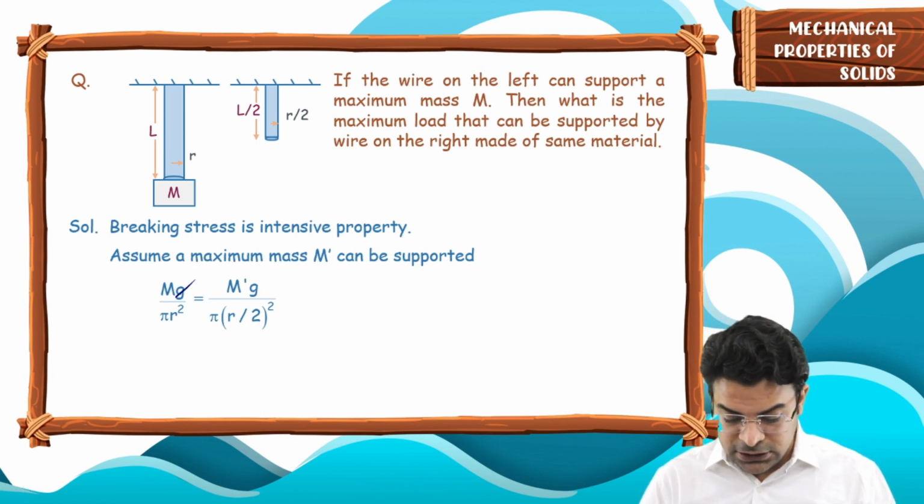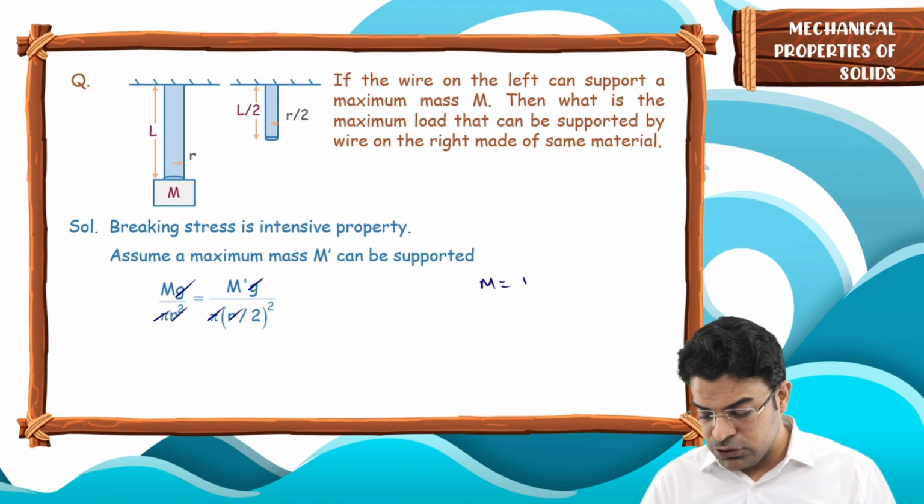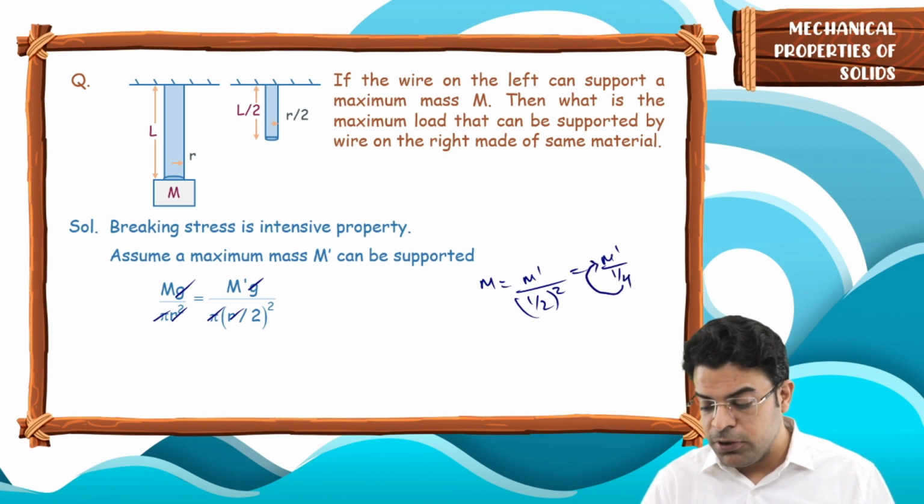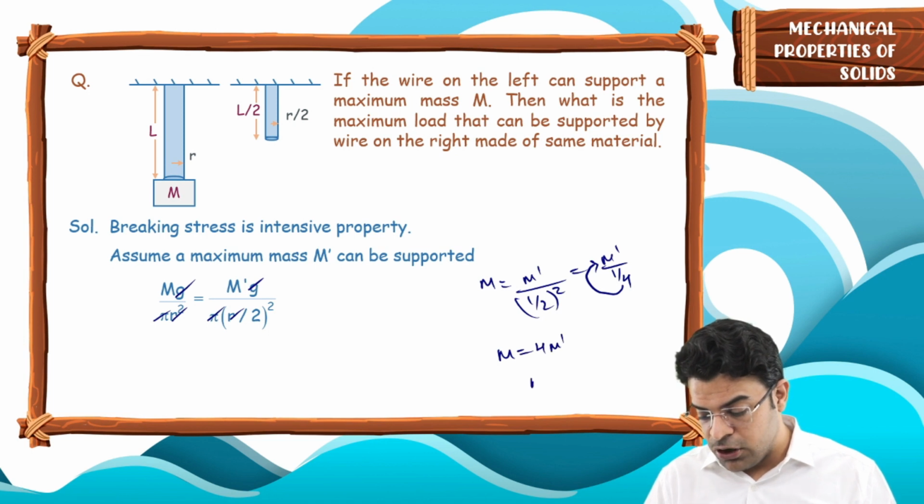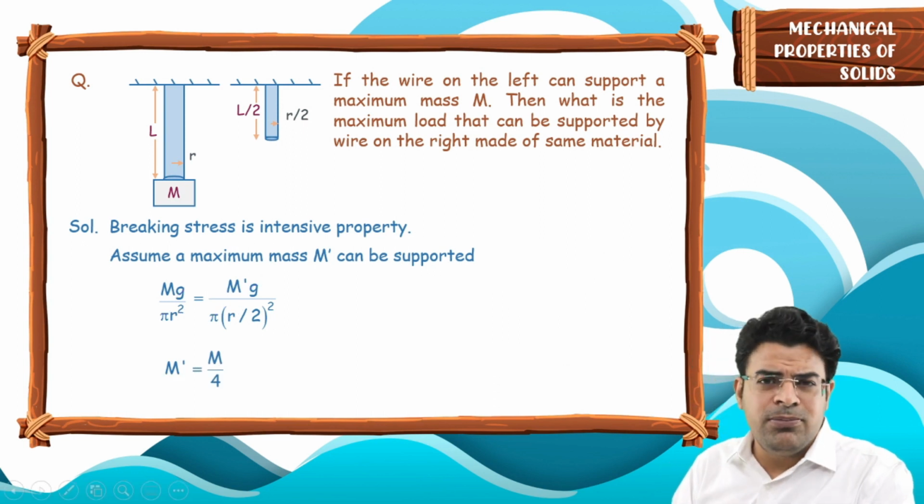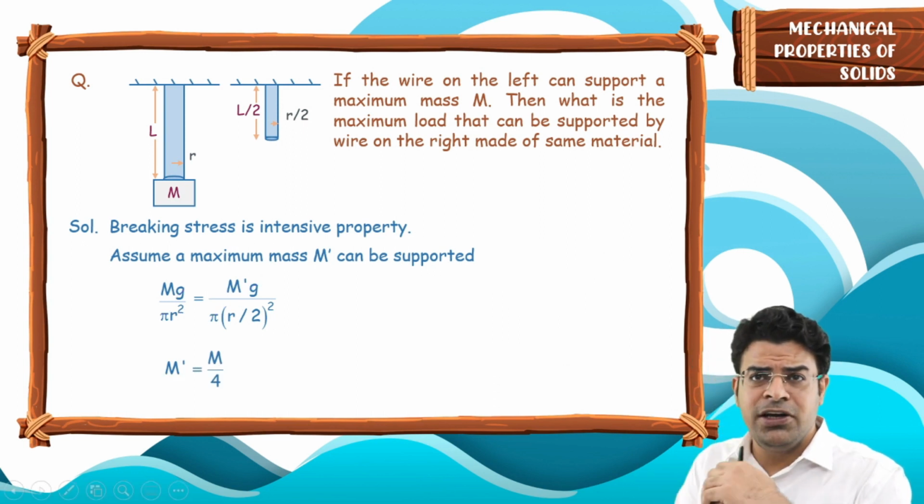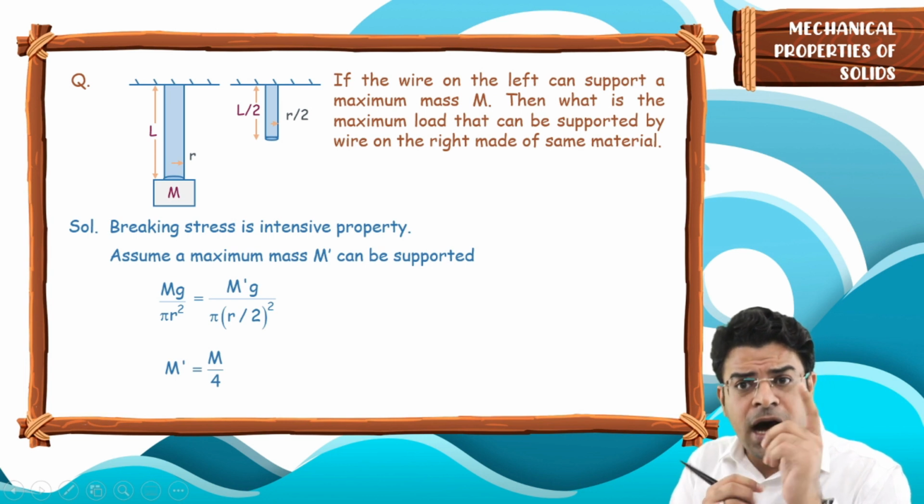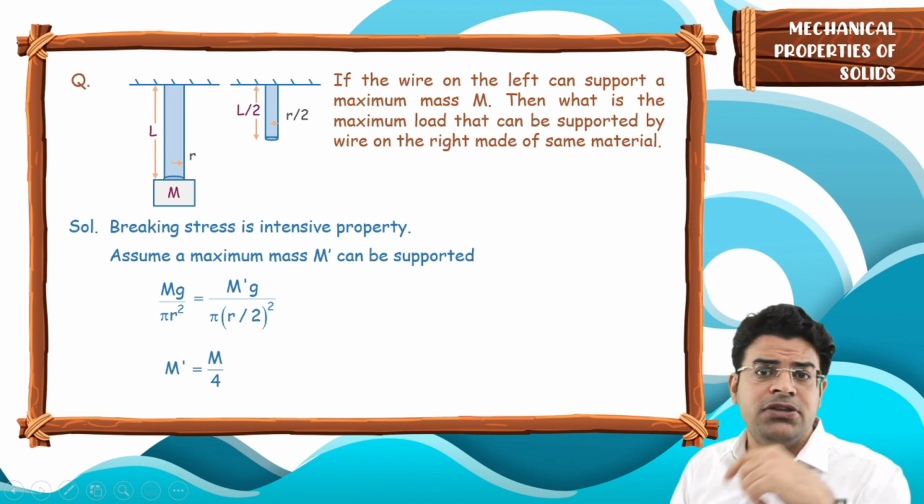Now beta, you can cancel out g, pi, r square. So you will get m equals m dash upon 1 by 2 whole square. That will be m dash upon 1 by 4, and this 4 moves from the denominator to the numerator. So you get m equals 4 m dash, or m dash equals m by 4. Or you can simply say, sir, the second wire has half the radius. If it has half the radius, it will have 1/4 the cross-sectional area.